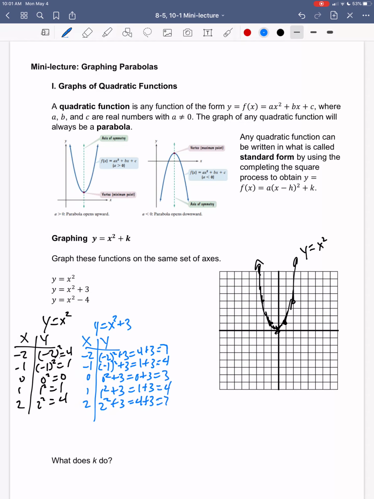So negative 2, but I have to count up 7. 1, 2, 3, 4, 5, 6, 7 is up here. Negative 1, I have to count up 4. 1, 2, 3, 4, which is here. 0, 3. We've got 1, 4. And we've got 2, 7, which my black graph is on, and it shouldn't have been. Okay.